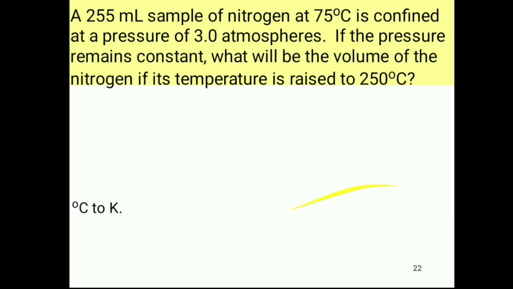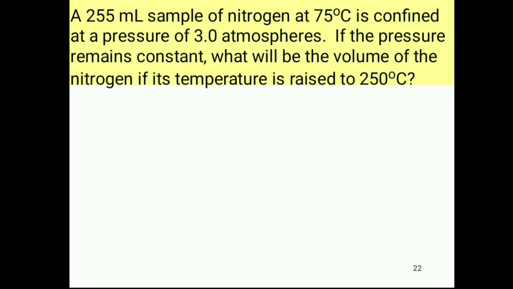Okay, let's have this example. We have a 255 milliliter sample of nitrogen at 75 degrees Celsius confined at a pressure of 3 atmospheres. If the pressure remains constant, what will be the volume of the nitrogen gas if its temperature is raised to 250 degrees Celsius? So notice an increase in temperature from 75 degrees Celsius to 250 degrees Celsius. So what should happen to the volume?